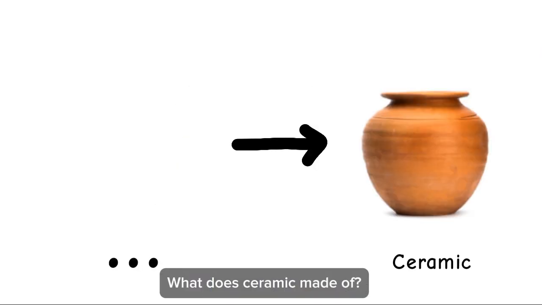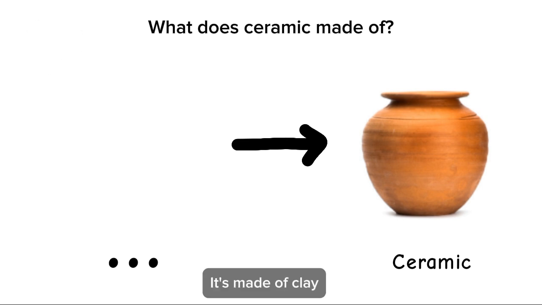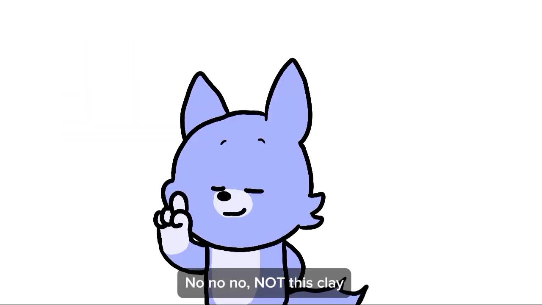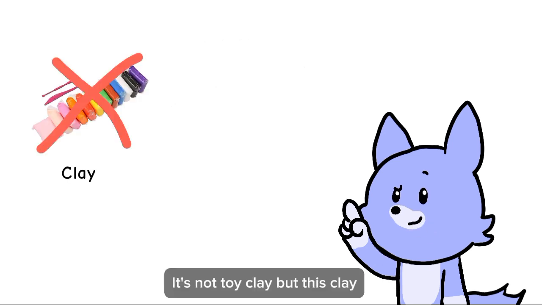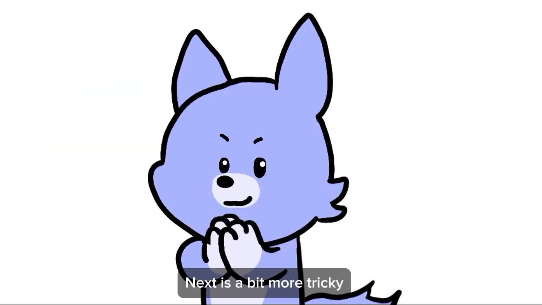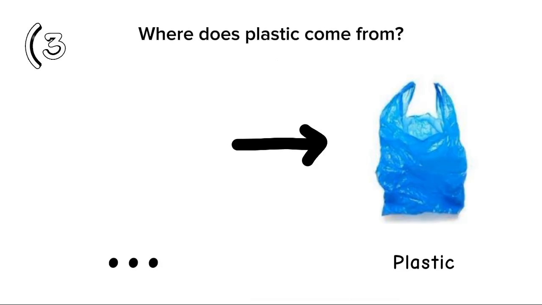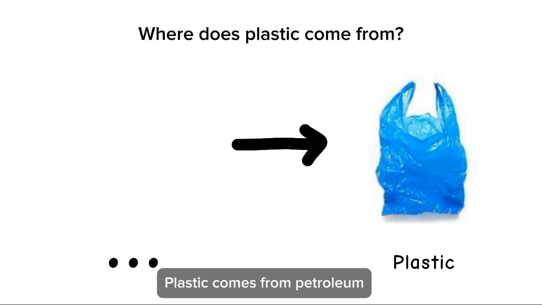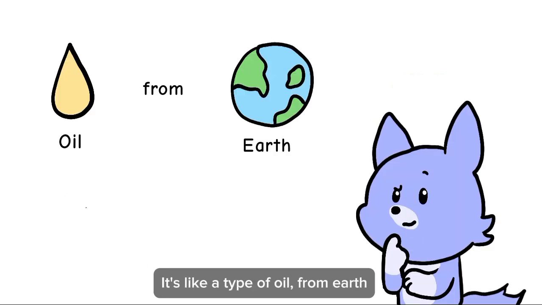What is ceramic made of? It's made of clay. No, not this clay. I know what you're thinking. It's not toy clay, but this clay. Next is a bit more tricky. Where does plastic come from? Plastic comes from petroleum. It's like a type of oil from Earth.